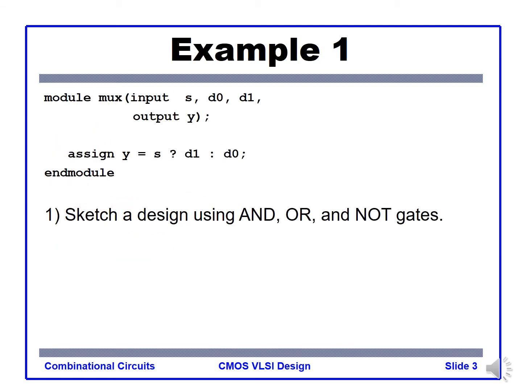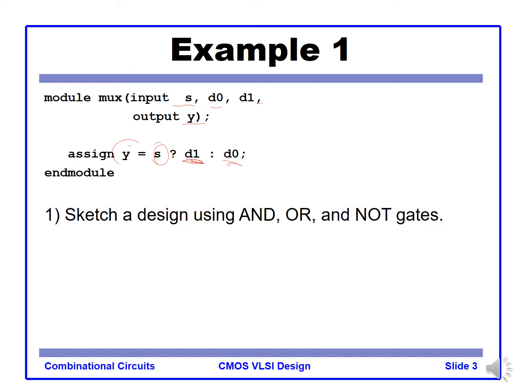This is one example of a multiplexer you want to design. It has the input selection signal S, inputs D0 and D1, and output Y. This is the assign statement that is used in Verilog. So Y is equal to depending on S. If S is true, then we pass D1. If S is false, then D0 is passed.